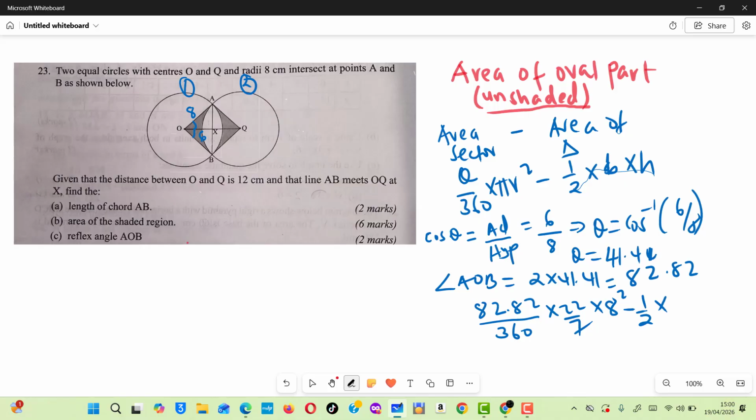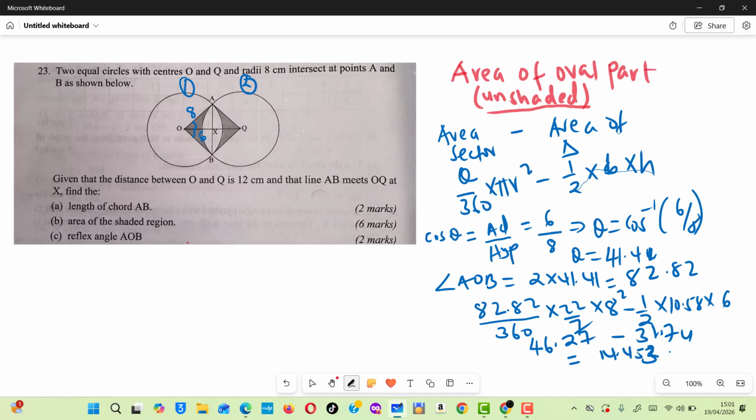multiplied by, remember, the base of this triangle is chord AB, which we calculated in part A, and that is 10.58, multiplied by the height 6, which is OX. That is for triangle AOB. So here we're going to have 46.27 minus 31.74. That gives us 14.53. That is the area of the oval part.